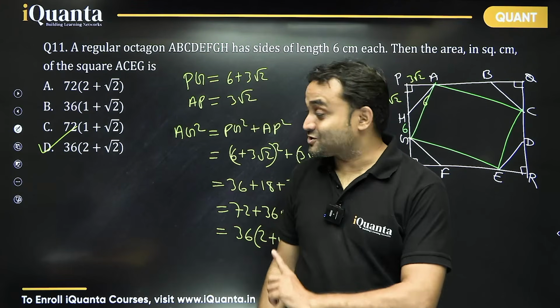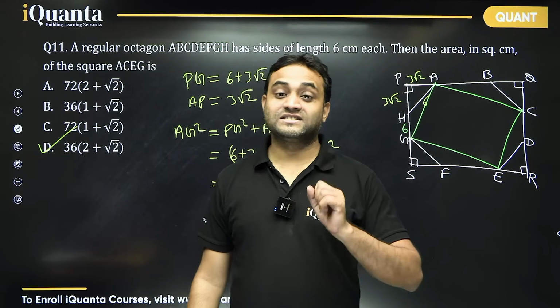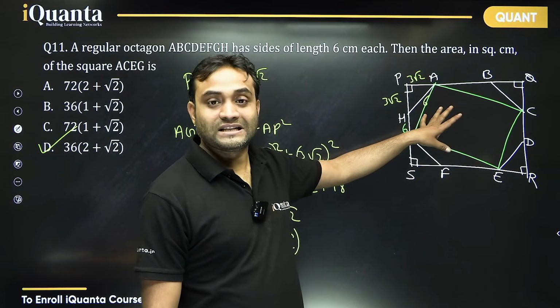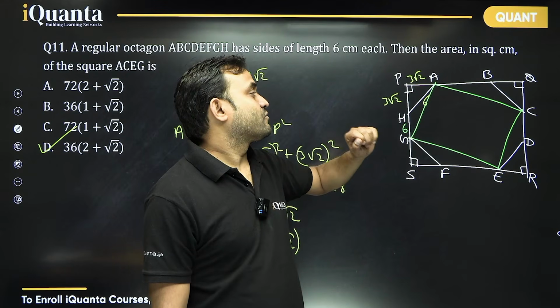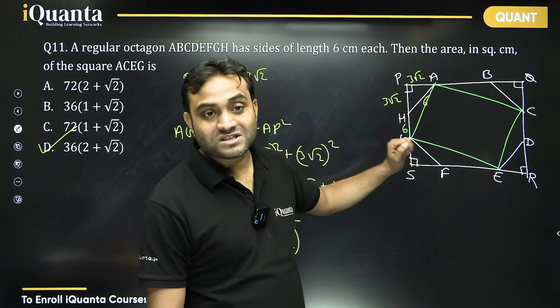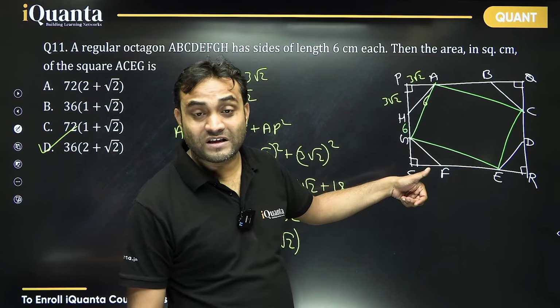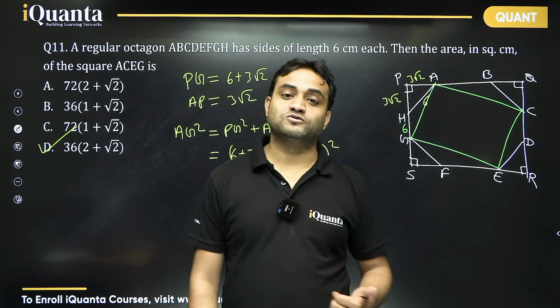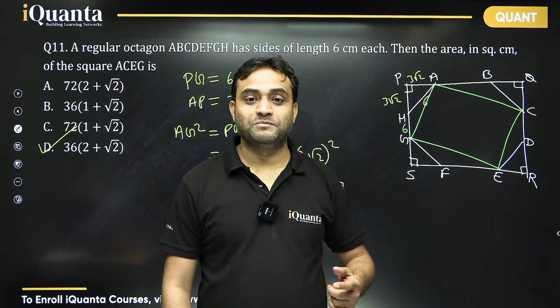Right? So 2 plus root 2, which is option D. So I like this solution much better. But again, there is a condition for this solution, that if you ever solved a problem like this, where from a square, 4 corners are cut to make a regular octagon, find the side length of that octagon, then only you will be able to solve this question. But what an amazing solution, right?